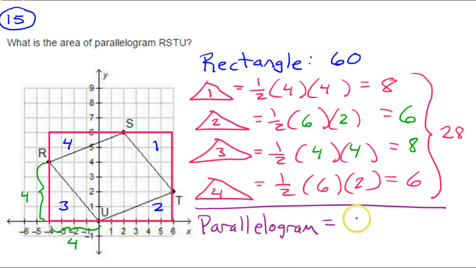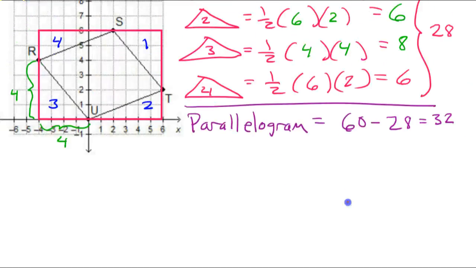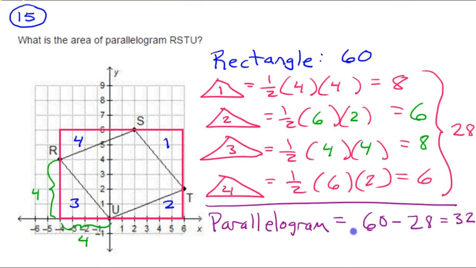the area of the parallelogram should be 60 minus 28. Alright, so that's going to be 32. Okay, oh, I thought I had some answers down there to choose from. But anyway, yeah, that's it.